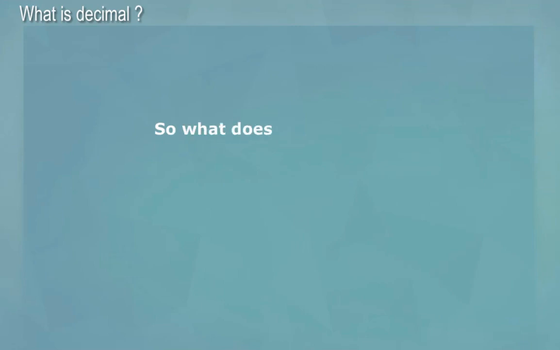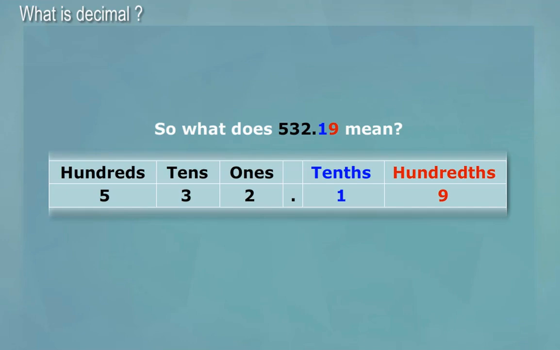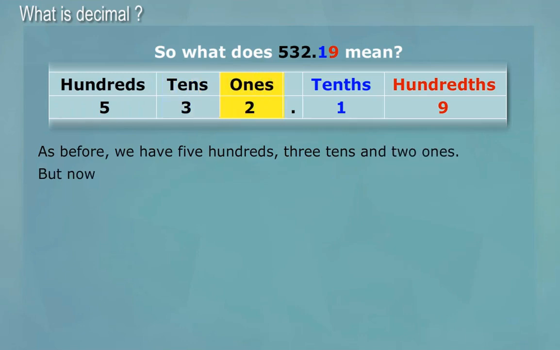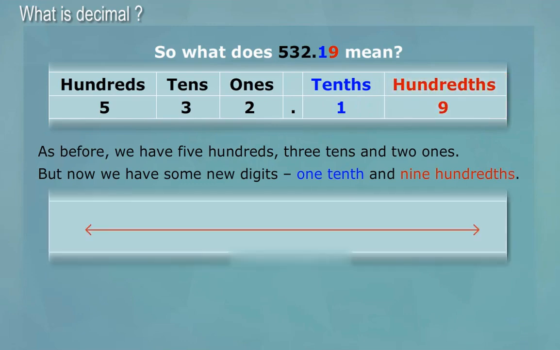So, what does 532.19 mean? As before, we have 5 hundreds, 3 tens, and 2 ones. But now we have some new digits, 1 tenth and 9 hundredths. So we have a number that is bigger than 532, but smaller than 533.